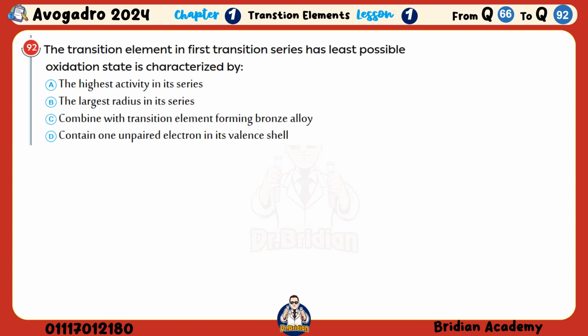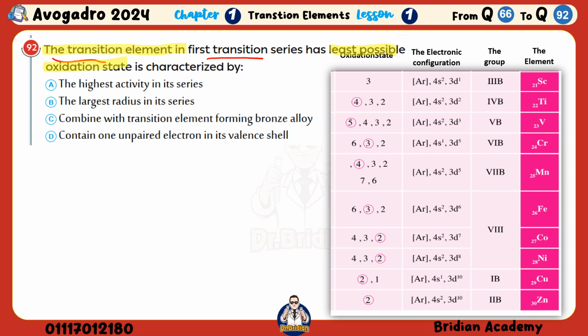Question number 92. The transition element in the first transition series. Focus on the words transition element. He asked about the least possible oxidation state. So look to the table which has the most common oxidation states. The least oxidation state belongs to copper 29. So the element he mentioned is copper 29 with electronic configuration argon 18, 4s1 3d10. So let's check our choices.